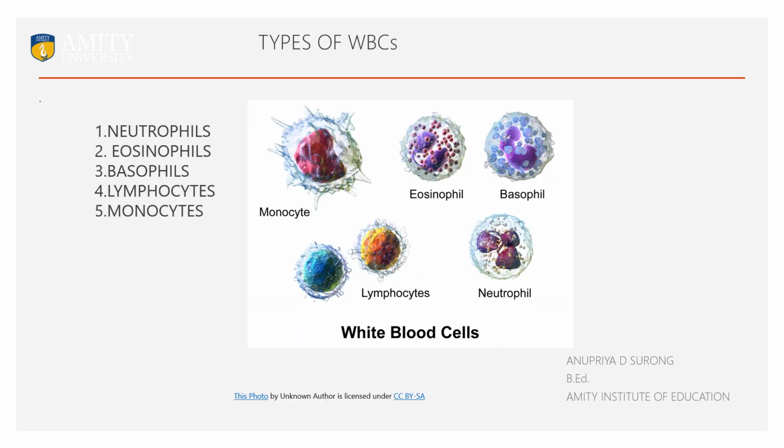Let me introduce you to the types of WBCs. We have neutrophils, eosinophils, basophils, lymphocytes, and monocytes. These are the 5 types of WBCs that we have in our blood, which helps us to fight infections and diseases. In the next video, we will learn in detail about these types of WBCs, their specific role and function, as well as how they actually look like under a microscope.